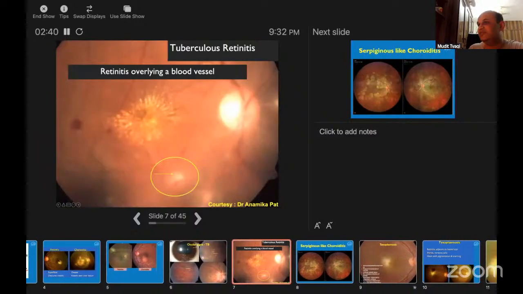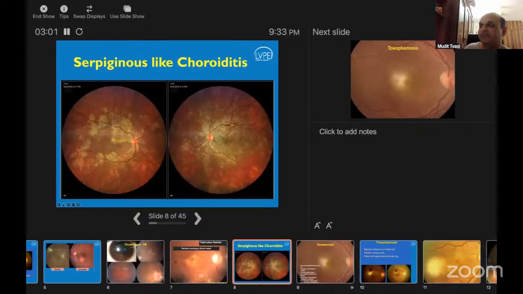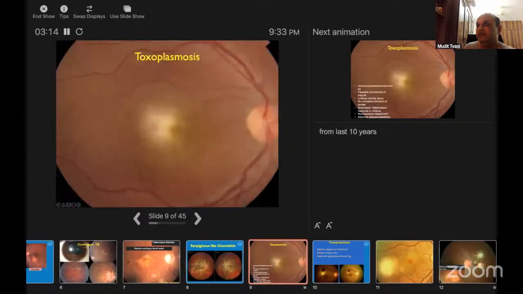One more clue, and this is actually courtesy Dr. Avinash Patange, this is what he had once pointed out, and then we observed it in a lot of our cases, is a small retinitis overlying a blood vessel. So if you see a retinitis overlying a blood vessel, that again becomes a clue to this being a case of TB. So tubercular retinitis often can present with a small retinitis coursing over a blood vessel. Now we have already had a discussion on serpiginous-like choroiditis, where you can see multiple lesions spread out in a serpiginous-like form. Again the diagnosis, in terms of the underlying etiology being tuberculosis, becomes pretty clear for all of us.